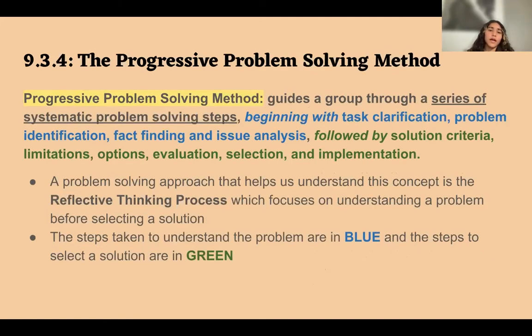So our last procedure is the progressive problem solving method, which guides a group through a series of systematic problem solving steps, beginning with task clarification, problem identification, fact finding, and issue analysis, followed by solution criteria, limitation, options, evaluation, selection, and then implementation. A problem-solving approach that can help us understand this more is the reflective thinking process, which focuses on understanding a problem before selecting a final solution. The steps taken to understand the problem are bolded in blue, and the steps to select a solution are bolded in green.